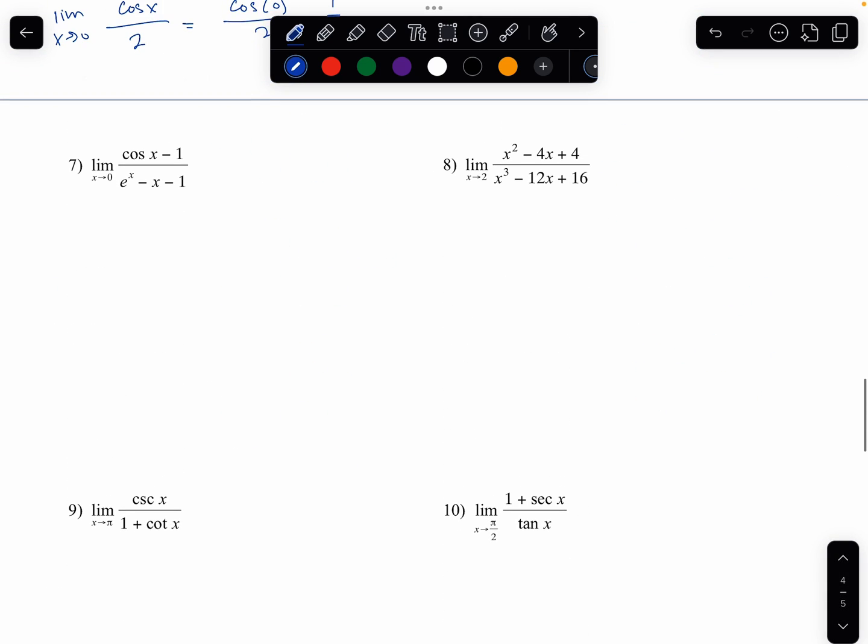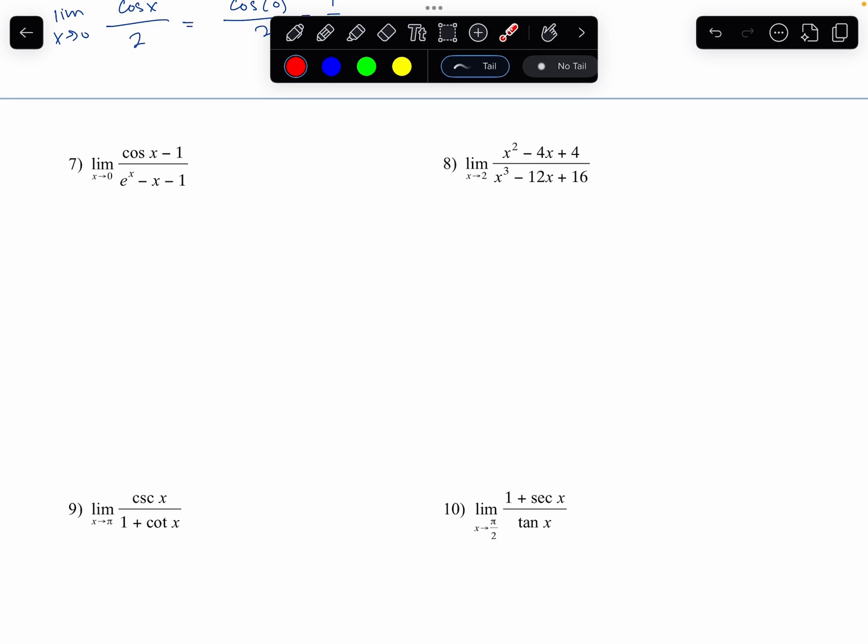Okay, 6 more. So we got the limit as x approaches 0 of cosine of x minus 1 over e to the x minus 1. Cosine of 0 is 1, so we get 1 minus 1, which is equal to 0. The limit as x approaches 0 of e to the x minus 1: e to the 0 is 1, minus 0 minus 1, which is 1 minus 1, which is going to be equal to 0.